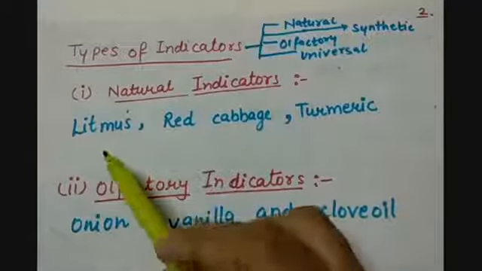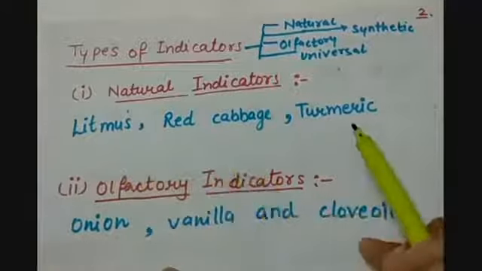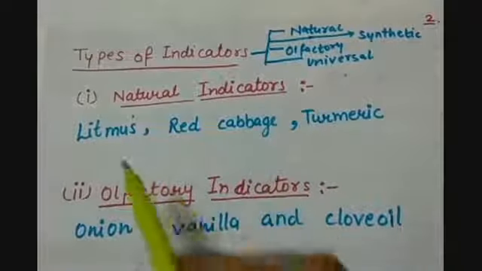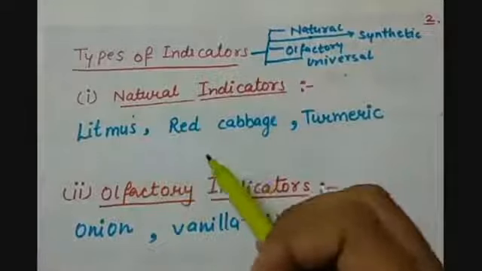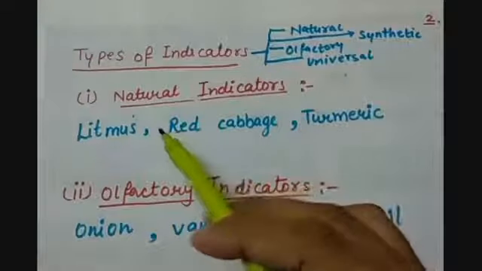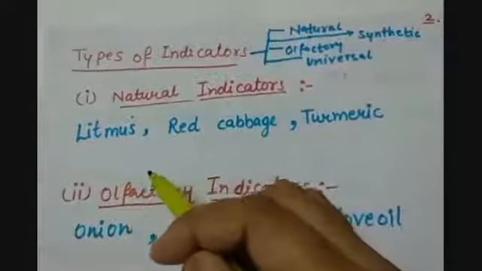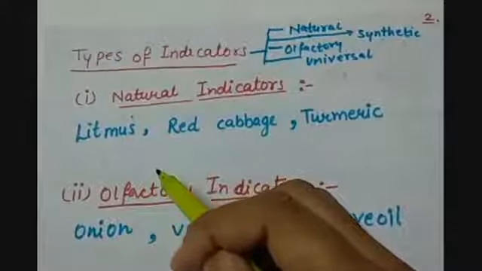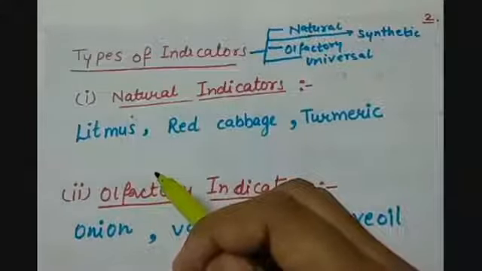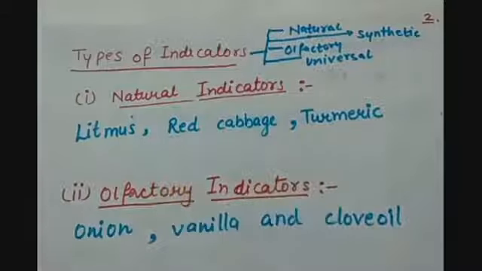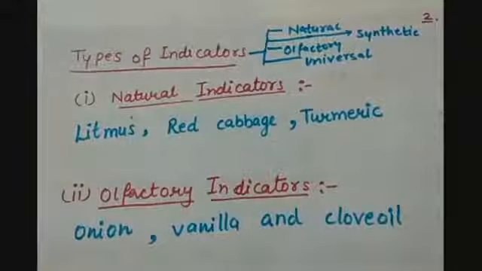So here we have litmus, red cabbage and turmeric. These are not the only natural indicators present, there are many, but we have some examples here. Litmus is obtained from lichen, and the solution of litmus is purple in color. But litmus paper, that means when the litmus solution is absorbed by some kind of paper, comes in 2 colors, blue and red. And acids and bases have different effects on both the litmus papers.